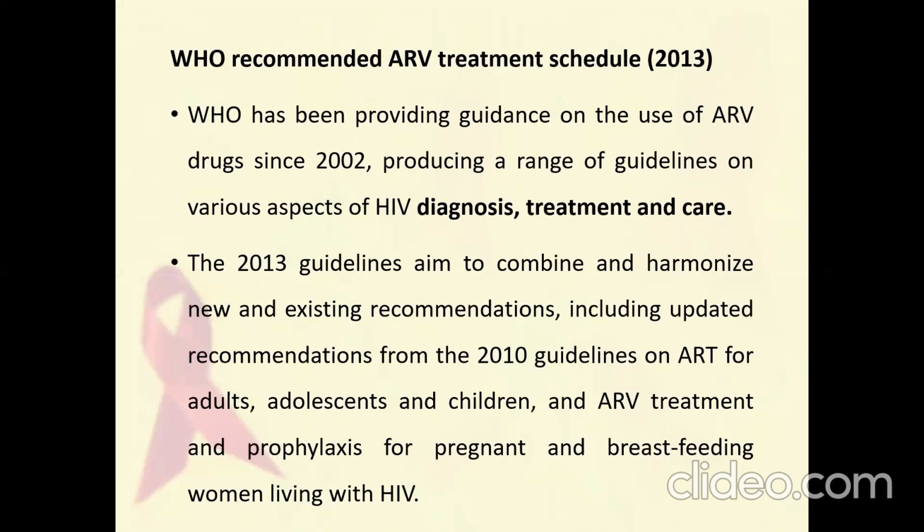WHO recommended ARV treatment schedule. So WHO has been providing guidance on use of ARV drugs since 2002, producing a range of guidelines on various aspects of HIV diagnosis, treatment and care. The 2013 guidelines aim to combine and harmonize new and existing recommendations, including updated recommendations from the 2010 guidelines on ART for adults, adolescents and children, and ARV treatment and prophylaxis for pregnant and breastfeeding women living with HIV.